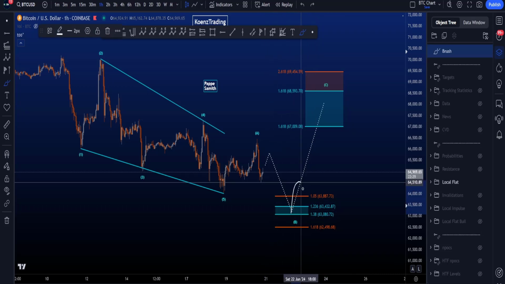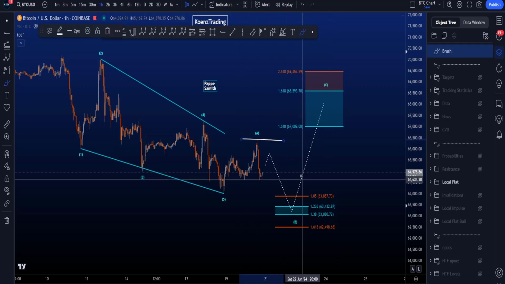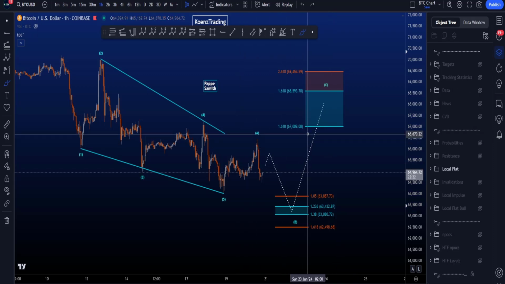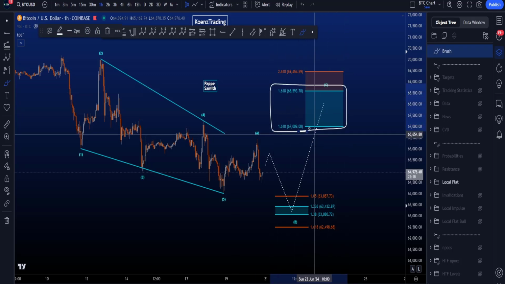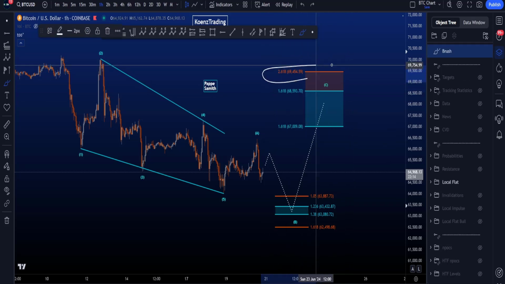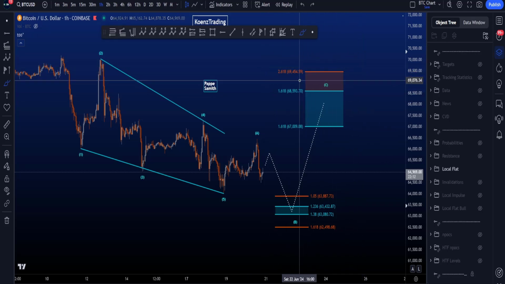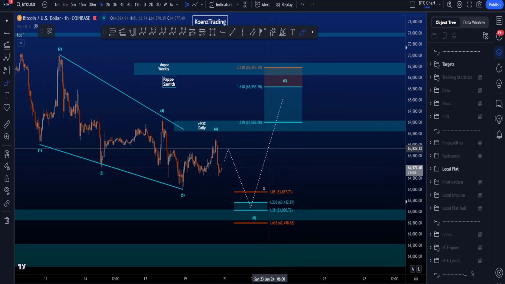And then we want to see an impulsive move towards the upside in a wave C to take out the high of wave A as a minimum, but the most common target for your wave C is the blue box here between 67K and 68.6K, with the 2.618 being a less common target for C. It's an extension target at 69.4K.